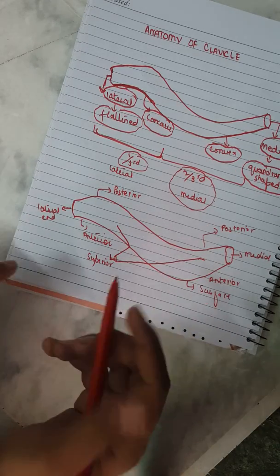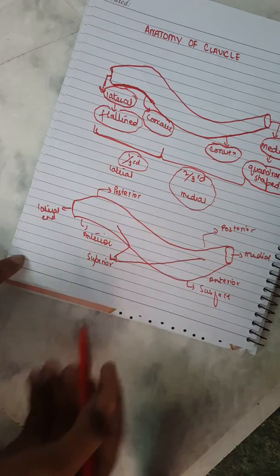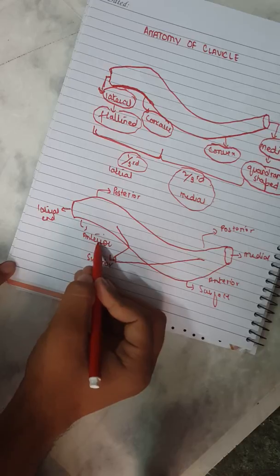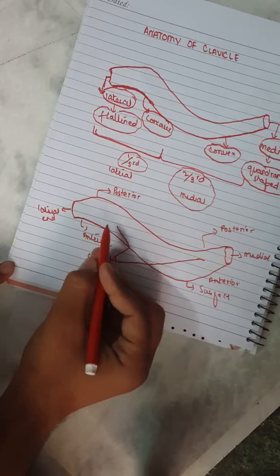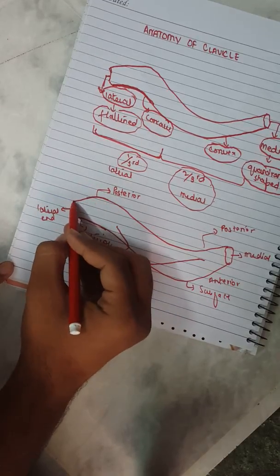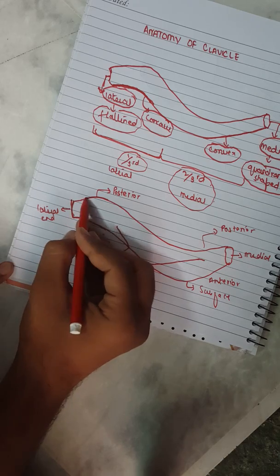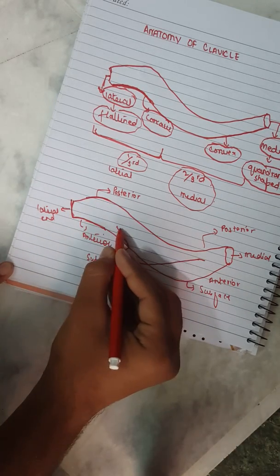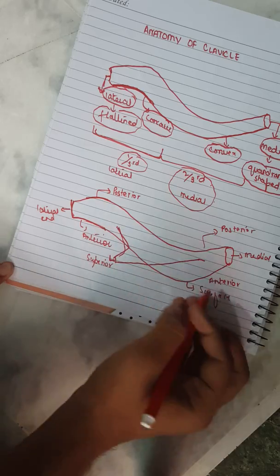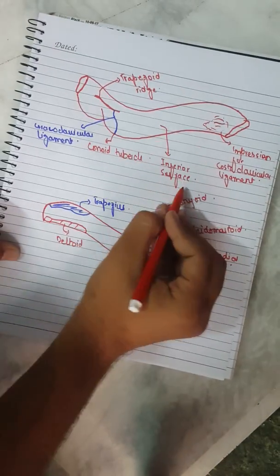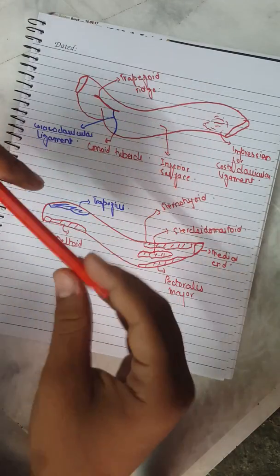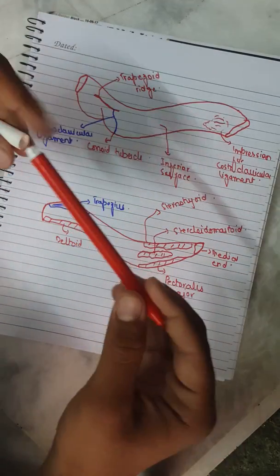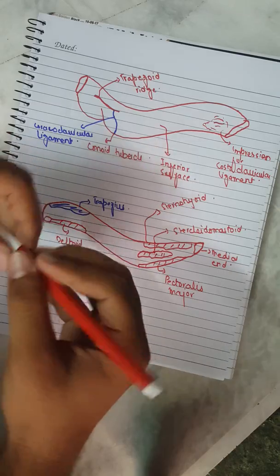Now we discuss the surfaces of the clavicle. The clavicle contains an anterior surface, a posterior surface, a superior surface, and an inferior surface.